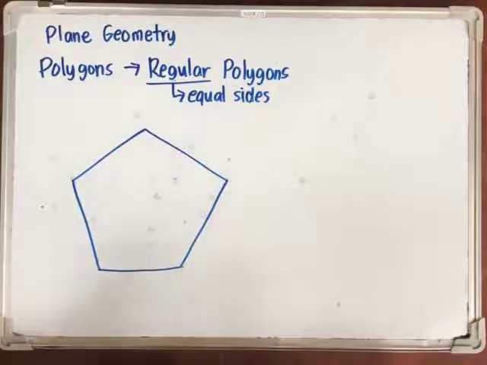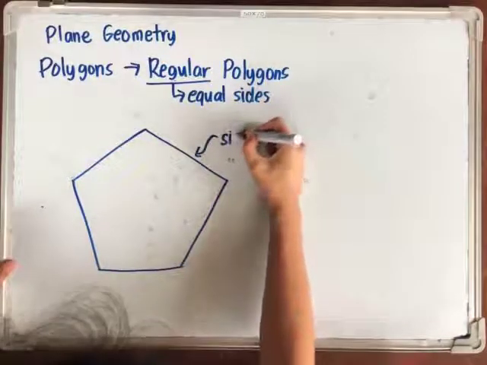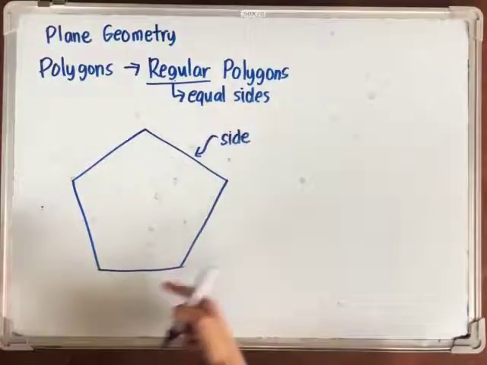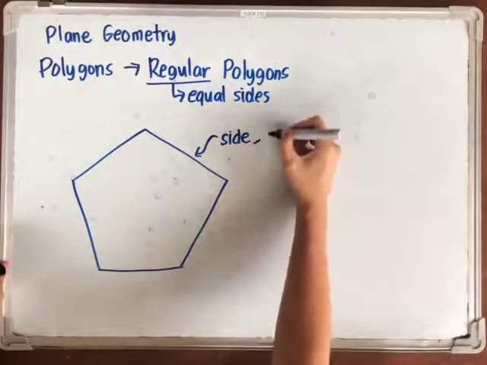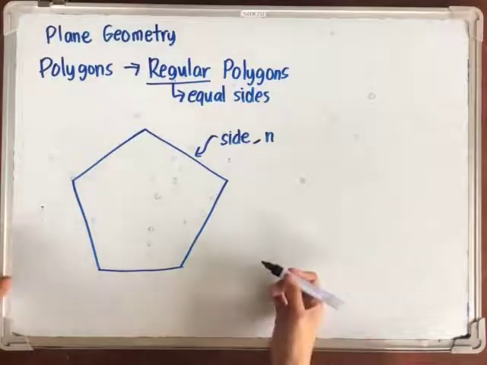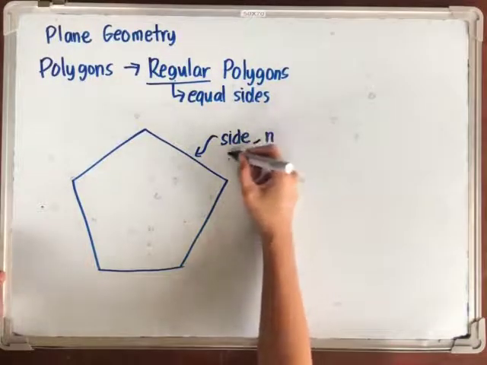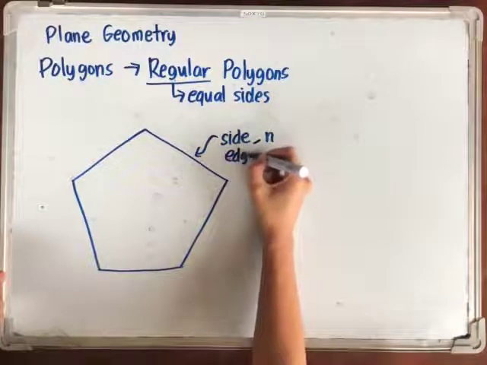What are the common parts of this polygon ba? Okay, so this one is a side. This one is the side. So we have 5 sides here. And it is usually represented by variable n sa formulas na may encounter natin along this discussion. Side pala minsan tawag din sa kanya edge.